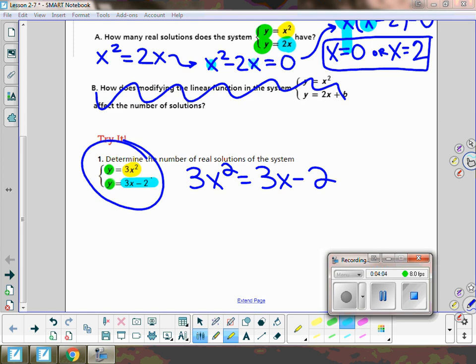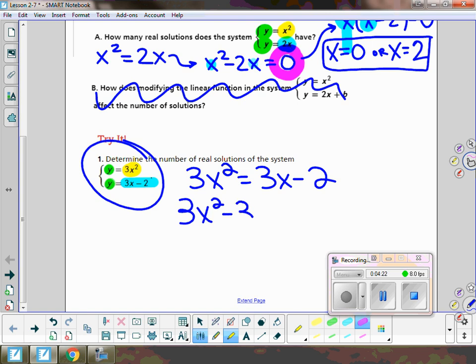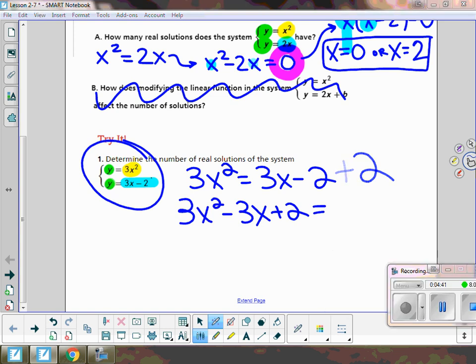Yeah. Okay. So what we're going to do at this point is what we did before and try to get everything equal to 0, like I did right there. So we want 0 on the right side. So 3x squared will be joined by 3x or minus 3x? 3x squared minus 3x will be joined by minus 2 or plus 2? Plus 2, because you're adding it to both sides to move it over to the left. What's left on the right? 0.